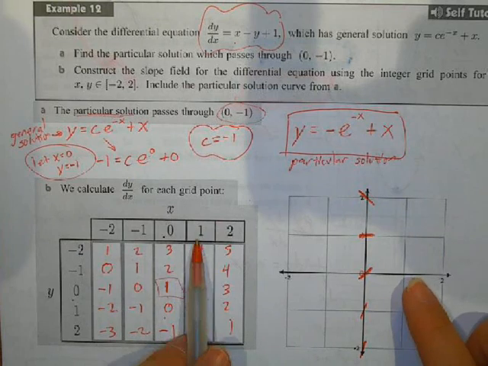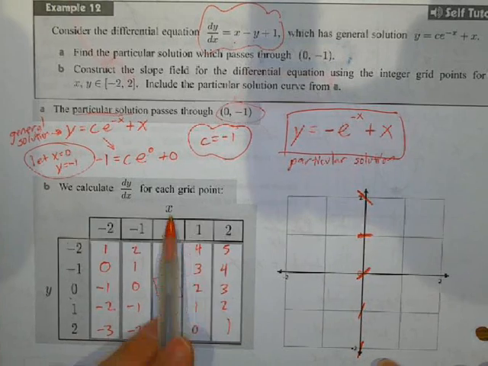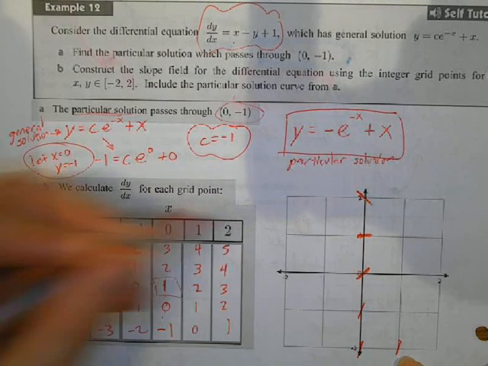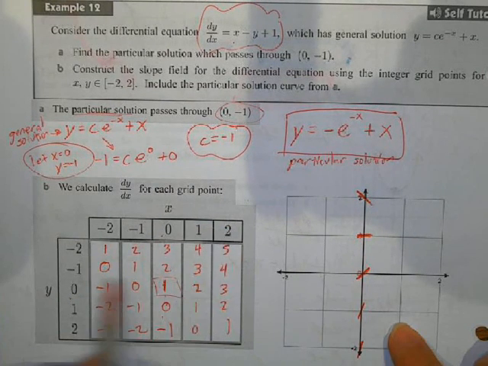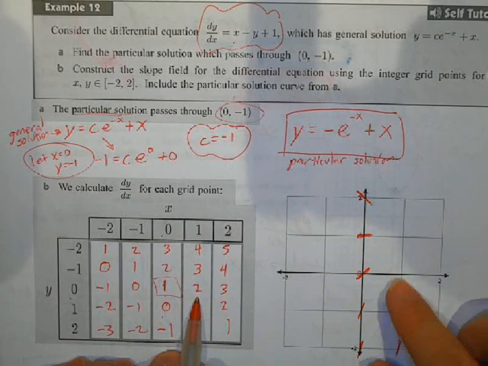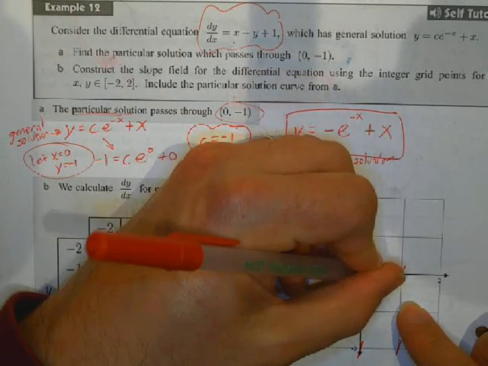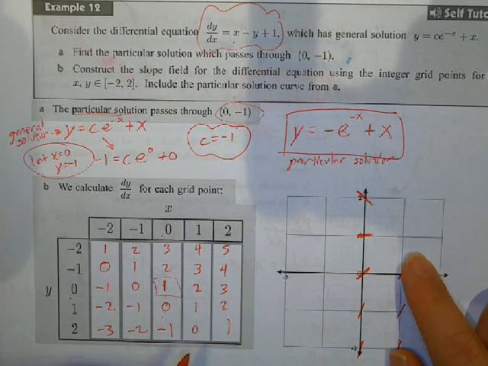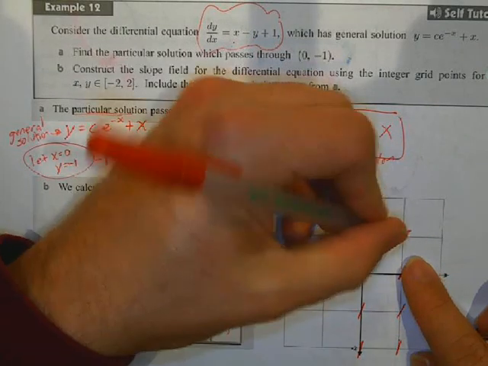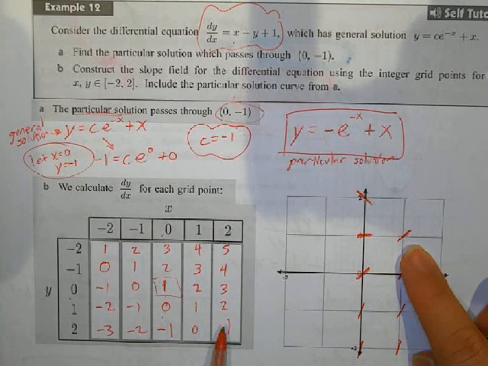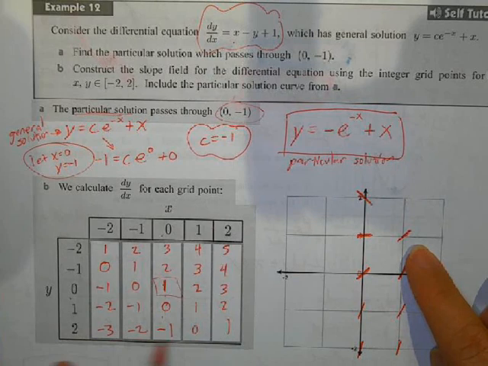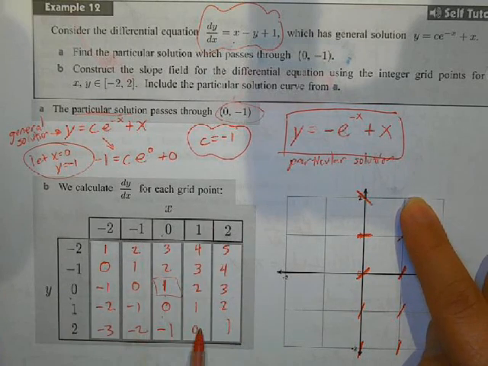So when x is 1 and y is negative 2, we have a slope of 4. When x is 1 and y is negative 1, we have a slope of 3. When x is 1 and y is 0, that's right there, we have a slope of 2. Here we have a slope of 1. It's hard to do the slopes of 2, 3, 4, but 1 should be easy because it's a 45-degree angle. And then when x is 1 and y is 2, we have a slope of 0.